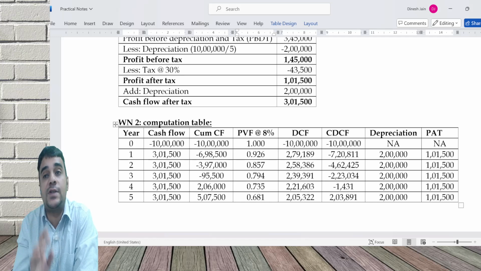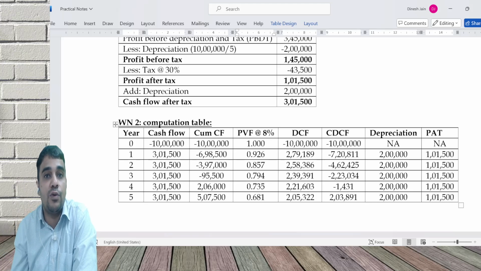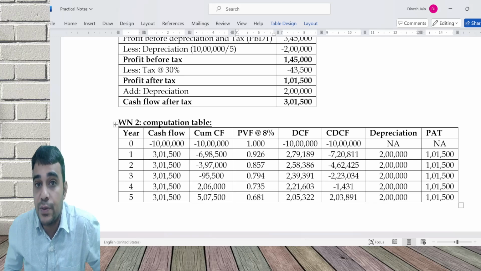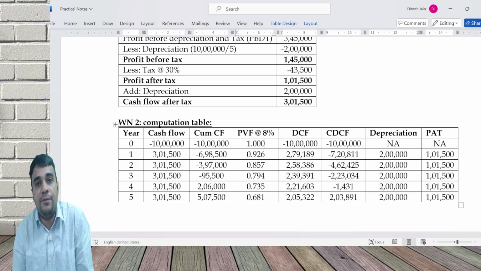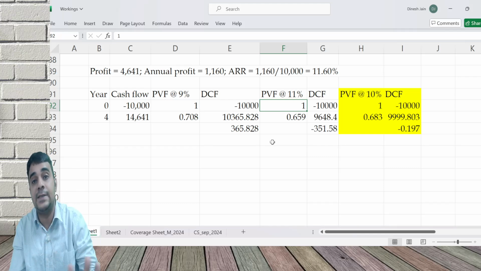8 gave me positive. If you make it 9, your NPV may go down. If you make it 10, it may further go down. At some stage, you will get zero. That is what your objective is: to find where you are going to get zero NPV. IRR is the rate of return at which NPV is zero.